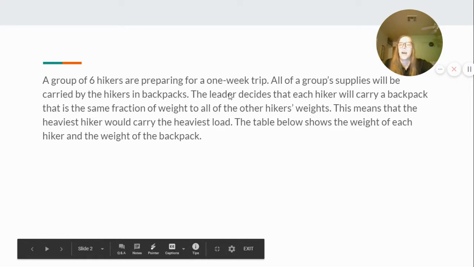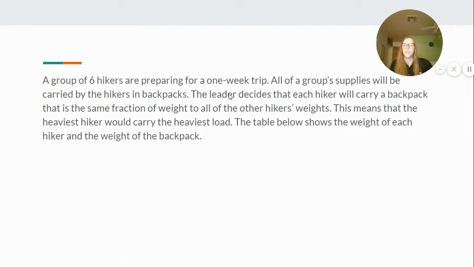So, we have a group of 6 hikers preparing for a 1-week trip. All of the group's supplies will be carried by the hikers in backpacks. The leader decides that each hiker will carry a backpack that is the same fraction of weight to all of the other hikers' weights. This means that the heaviest hiker would carry the heaviest load, and vice versa, the lightest hiker would carry the lightest load.